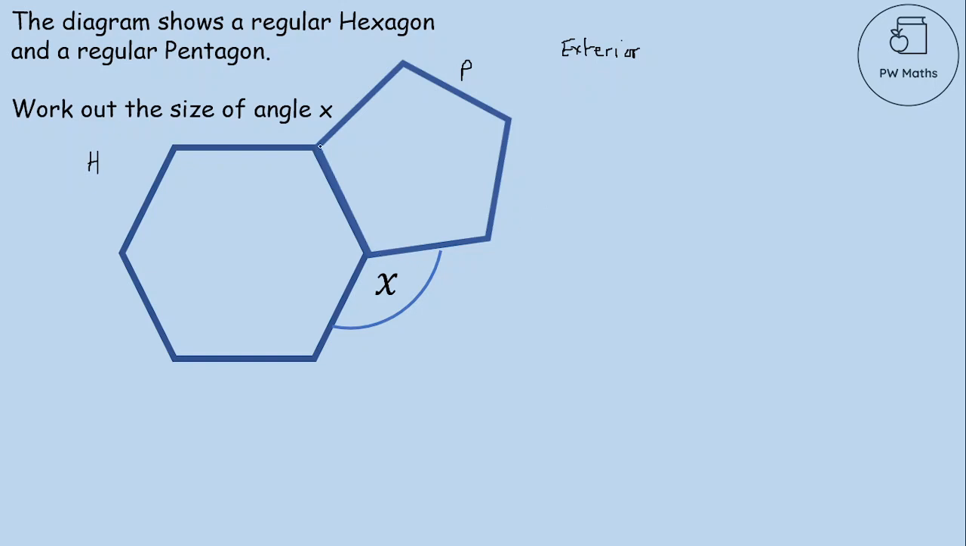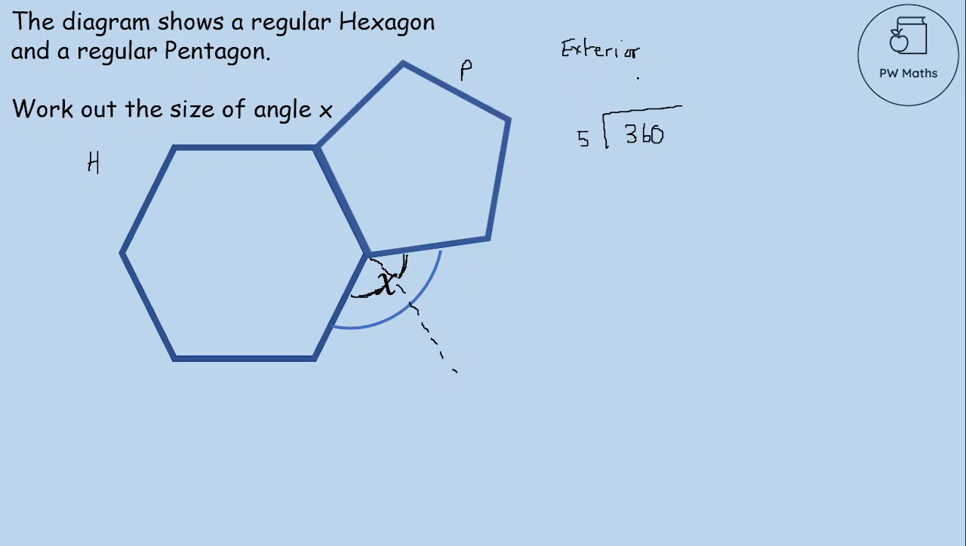So I might notice that these two shapes are sort of stuck together here, and I could actually carry on this line that they share and split this down here, and I've got the exterior angle of my pentagon here and the exterior angle of my hexagon. Knowing that the exterior angles of any polygon total 360, I can find the exterior angle of my pentagon by saying, well, I've got 5 sides, therefore 5 exterior angles, and dividing 360 by 5.